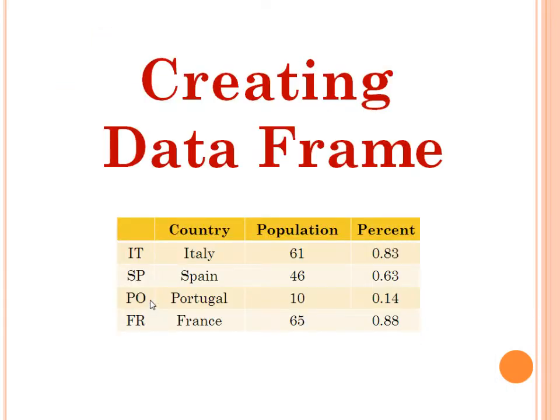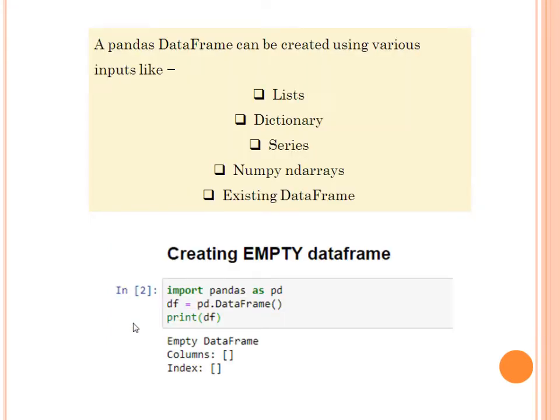Now see how to create a data frame. This is also a type of data frame, which has country, population, percent. These are the index numbers. We can change the index numbers also. Let's see how. A pandas data frame can be created using various inputs like list, dictionary, series, numpy, and existing data frames. So by all these means, you can create the data frame.